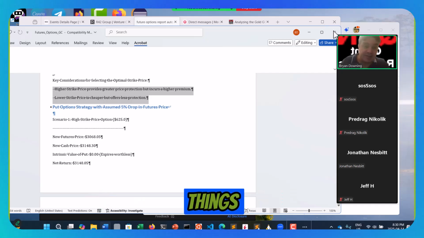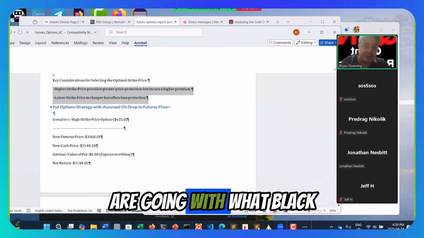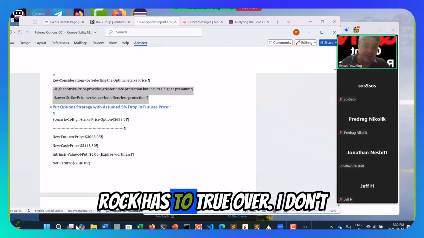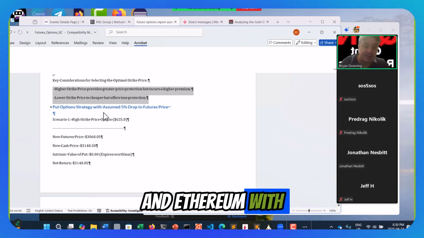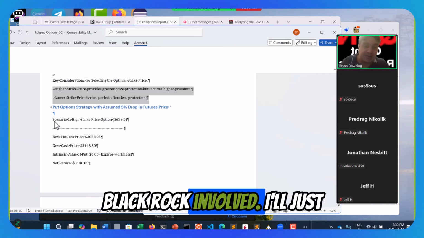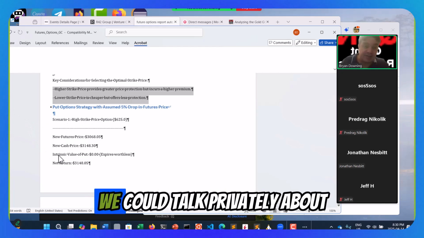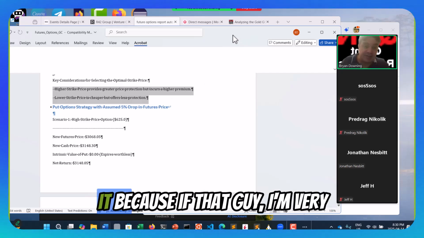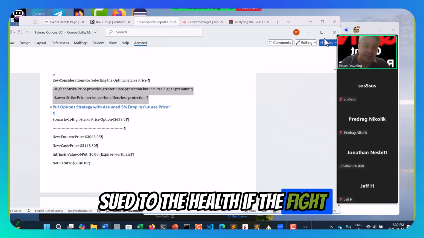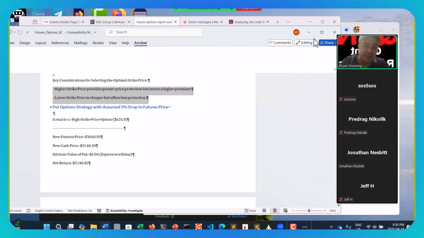Let me put it this way: the way things are going with what BlackRock has control over, I don't think I'd want to trade Bitcoin and Ethereum with BlackRock involved. I'll just leave it at that. We could talk privately about it, because I'd be sued to the hilt if I talked about it publicly. Okay.